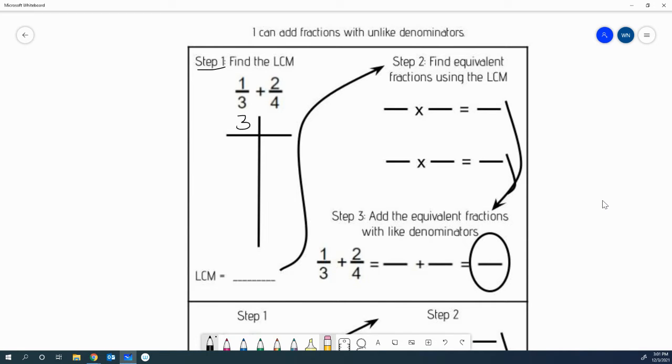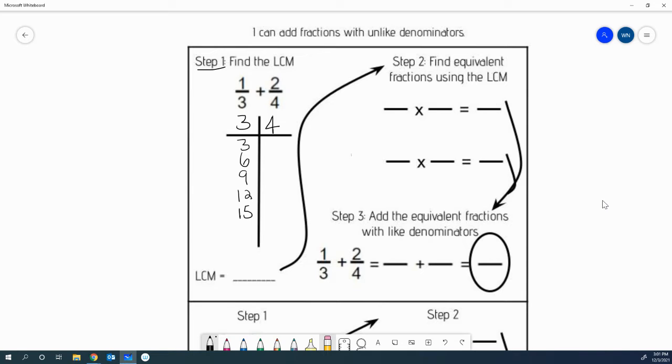So let's go ahead and put our 3 on one side and our 4 on the other and write out those multiples. Remember, the multiples are found by multiplying the number by ascending numbers. So we're going to start with 1. 3 times 1 is 3. 3 times 2 is 6. 3 times 3 is 9. 3 times 4 is 12. 3 times 5 is 15. I like to do the first 5 multiples. We might need more later, but we're going to stop there first.